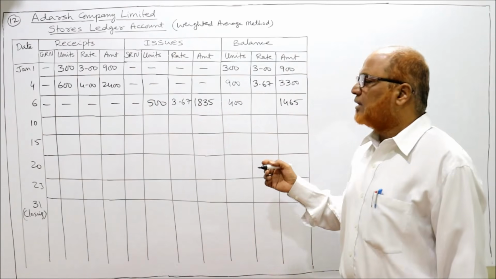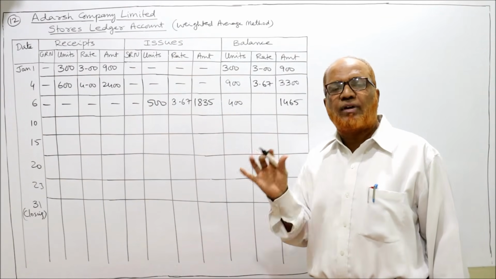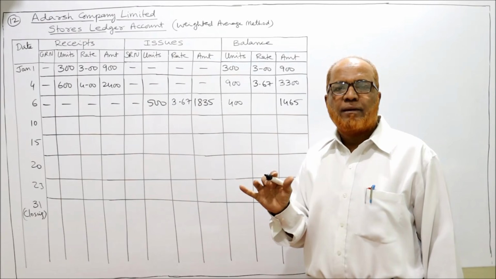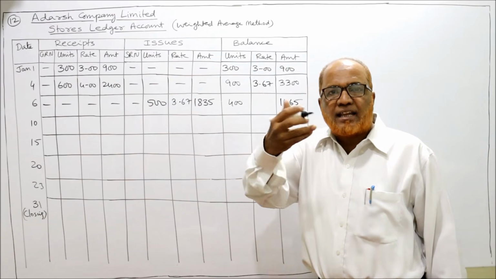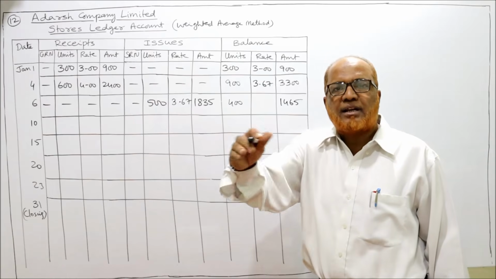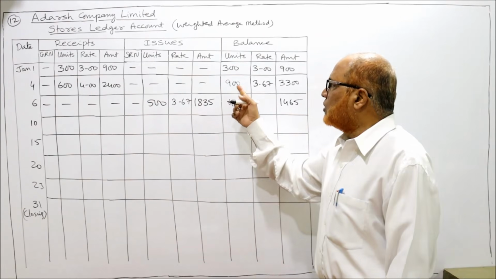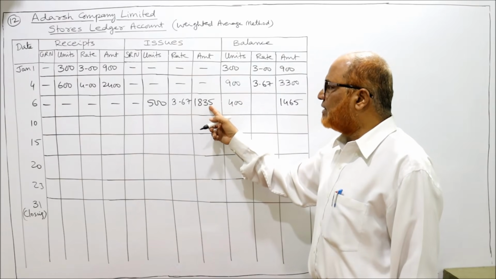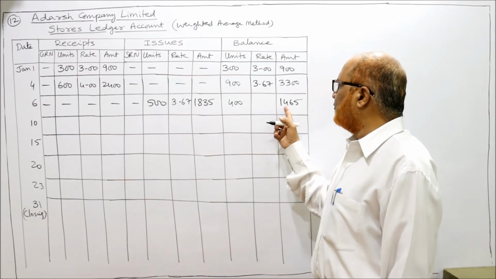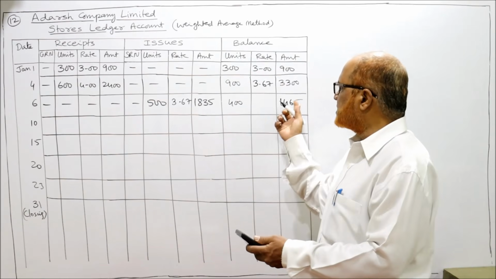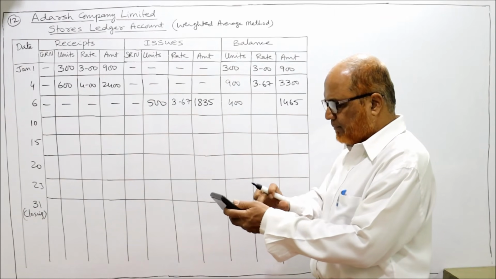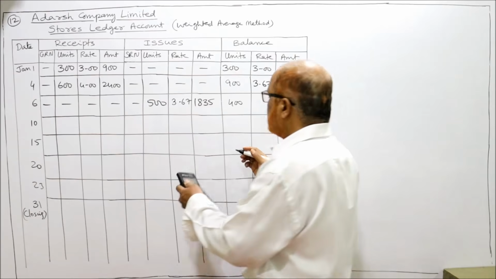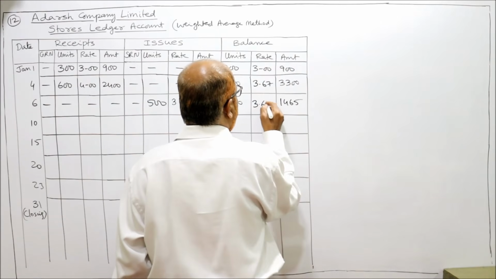Again I repeat. When we issue, subtract. When we purchase, add. When material is purchased, add the quantity. When we issue the material, subtract the quantity. So 900 minus 500 is 400. 3300 minus 1835, you get 1465. Now 1465 divided by 400, you will get 3.66.